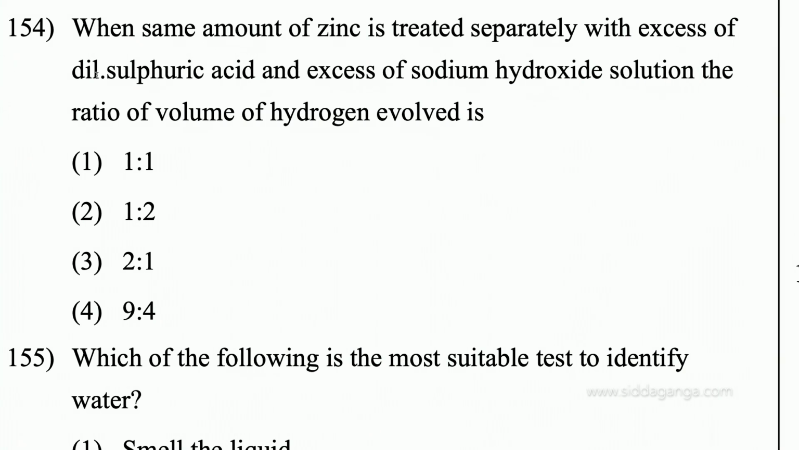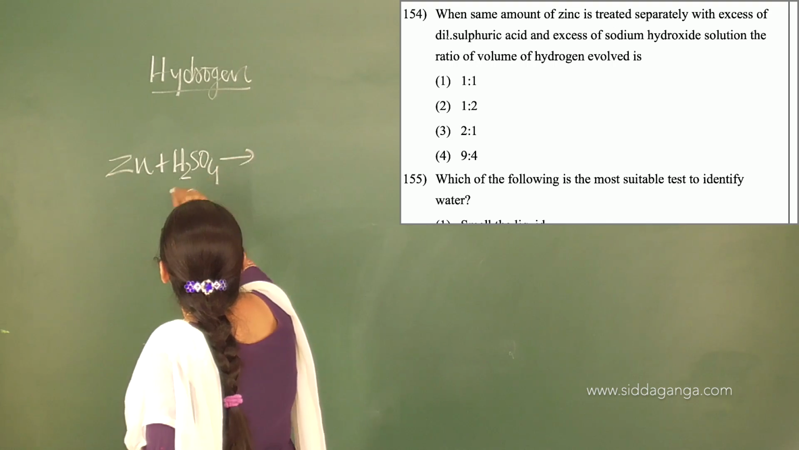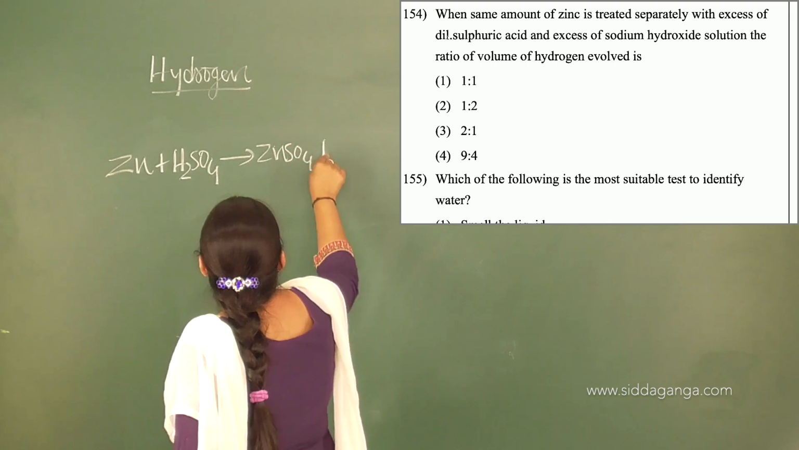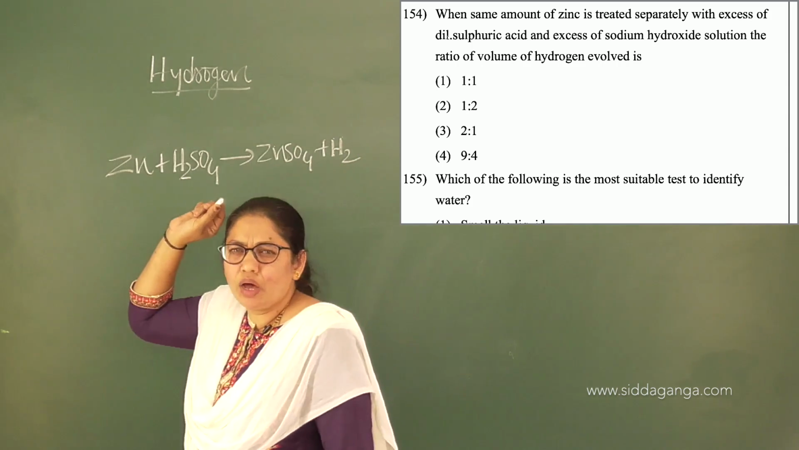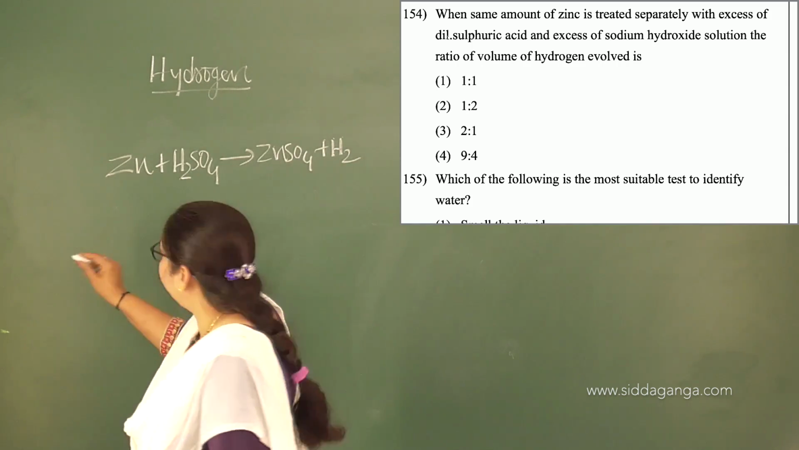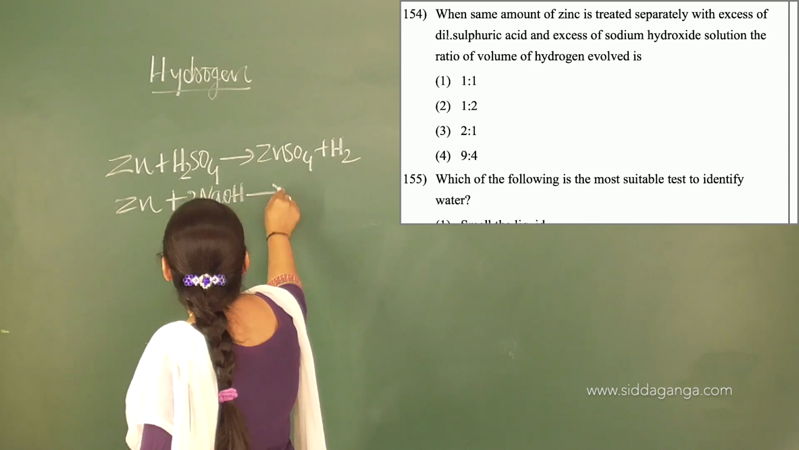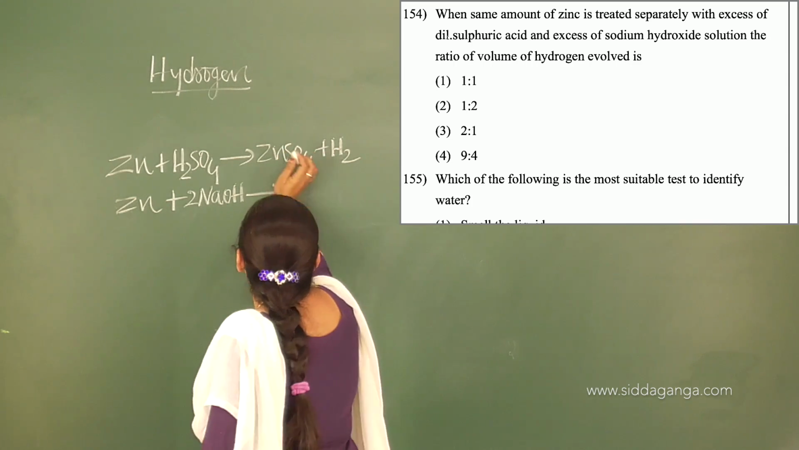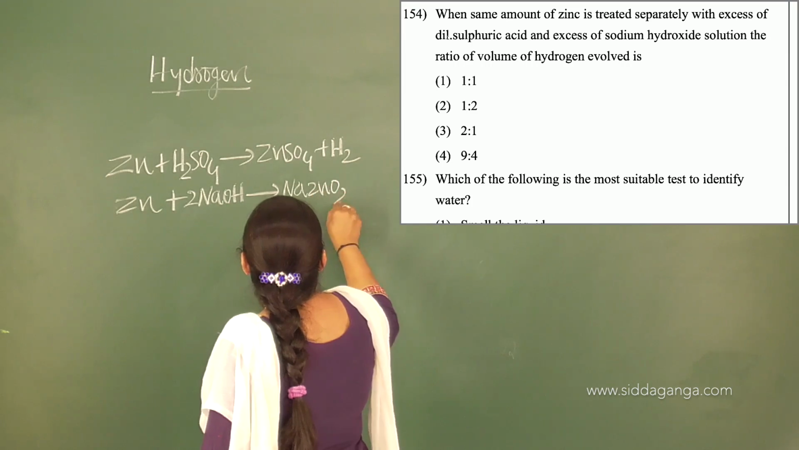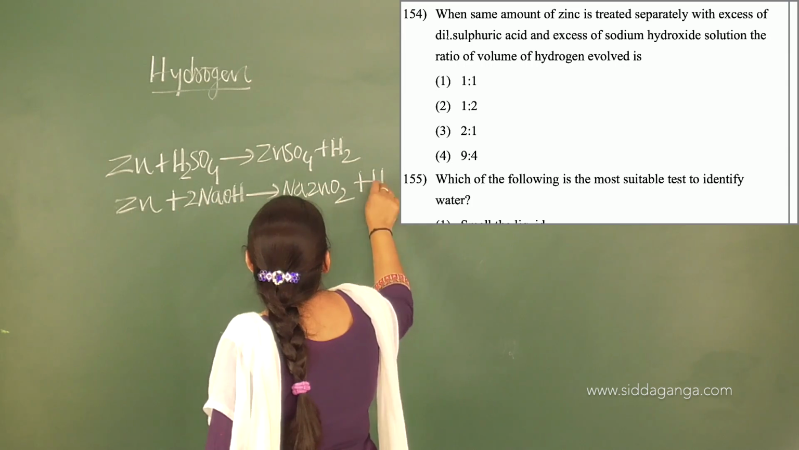Okay, so when the same amount of zinc is treated separately with excess of dilute sulfuric acid and excess of sodium hydroxide, what is the ratio of the volume of hydrogen evolved? For this we have to write down the reactions, very simple. Zinc on reaction with sulfuric acid forms zinc sulfate with the liberation of dihydrogen gas. Similarly, the reaction with sodium hydroxide: zinc is bivalent, that's why it reacts with 2 moles of sodium hydroxide, leading to the formation of Na2ZnO2, sodium zincate, with the liberation of dihydrogen gas.